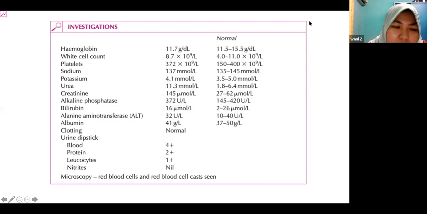I think I support Amirul because the nitrates is nil. So we're just having leukocytes, blood, proteinuria, and also leukocyte positive. So it could be nephritis. So AKI, acute kidney injury secondary to nephritis.